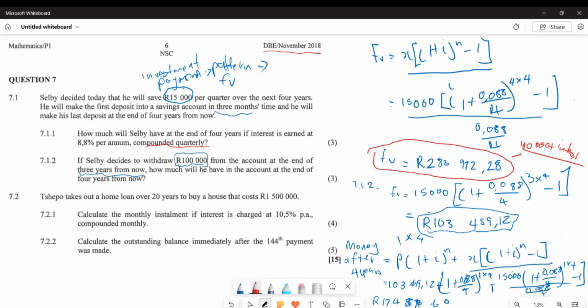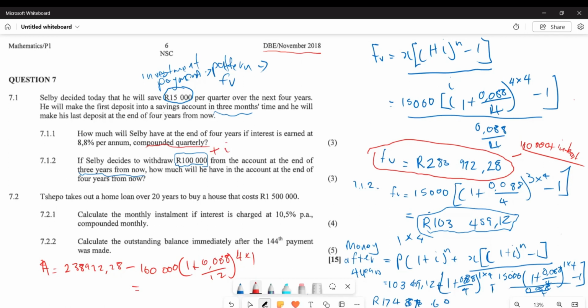So what you can also do to calculate this amount of money, the much easier way, this is going to be your accumulated value. It's going to be 238,972.28. Subtract the 100,000 with the interest that it was going to earn if it was still in the bank. So this is going to be 0.088 over your 12 to the power of what? Now the power here is going to be 4 multiplied by 1. Isn't it so?